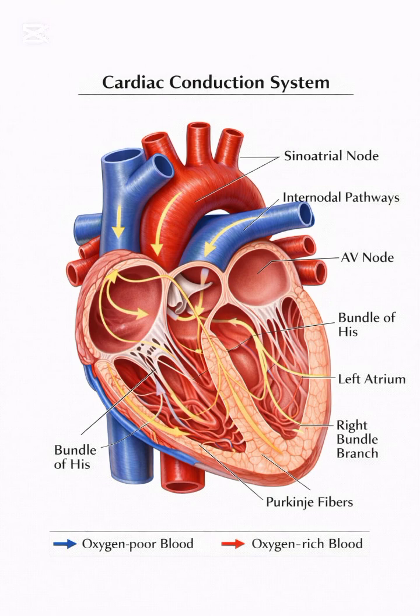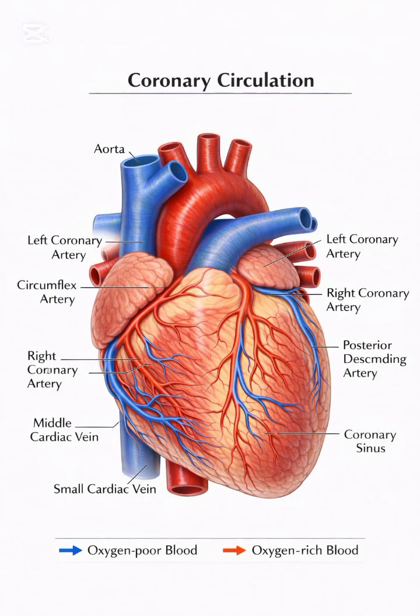Explanation. Step-by-step flow. Deoxygenated blood from the body enters the right atrium via vena cava. Blood moves to the right ventricle. Right ventricle pumps blood to the lungs via pulmonary artery. Oxygenated blood returns to left atrium via pulmonary veins. Blood enters left ventricle. Left ventricle pumps blood to the body through the aorta.